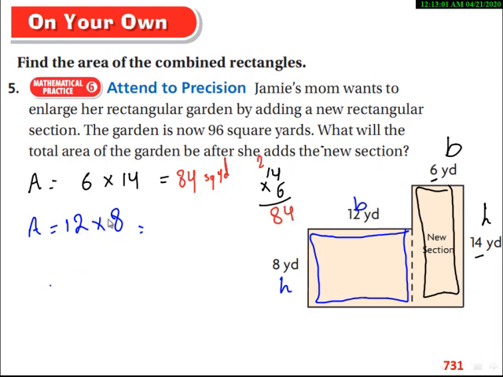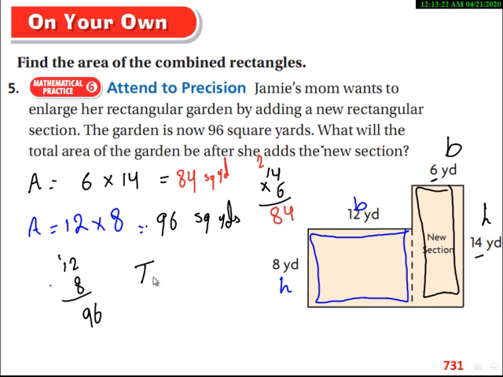2 by 8 equals, excellent, 16. 6 and we carry 1. 8 by 1, 8 plus 1, 9. So the final answer is 96 square yards. Now, what is the total area?